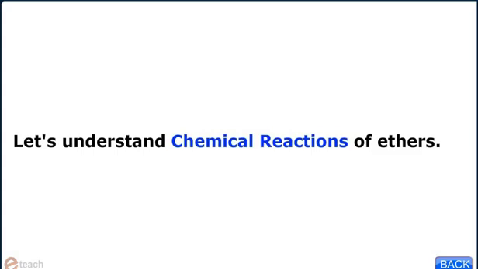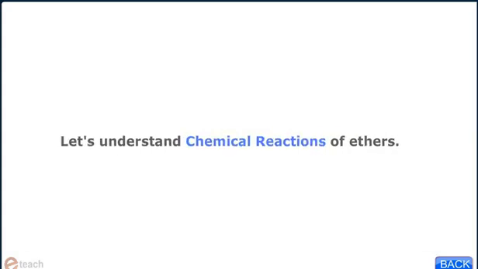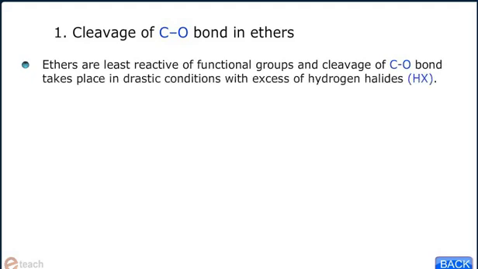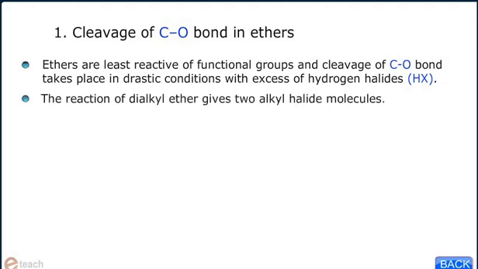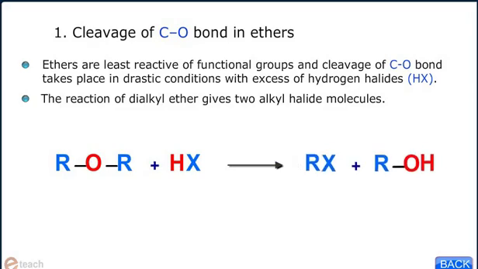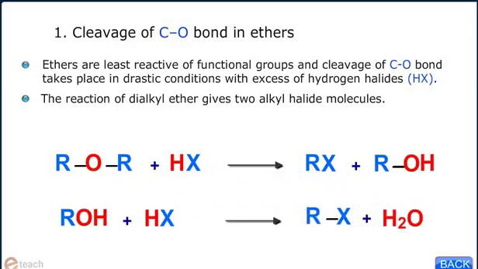Let us now understand chemical reactions of ethers. The first one is cleavage of C-O bond in ethers. Ethers are least reactive of functional groups, and cleavage of C-O bond takes place in drastic conditions with excess of hydrogen halides, that is HX. The reaction of dialkyl ether gives two alkyl halide molecules. That is, consider the reaction ROR plus HX gives RX plus ROH, and ROH plus HX gives RX plus H2O.